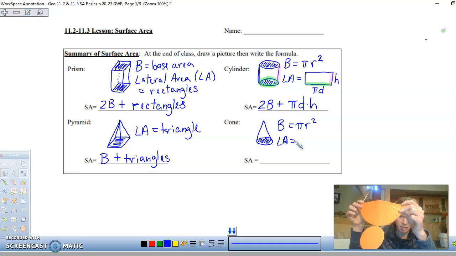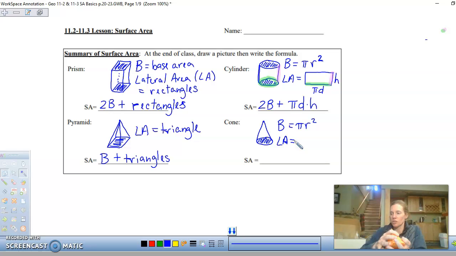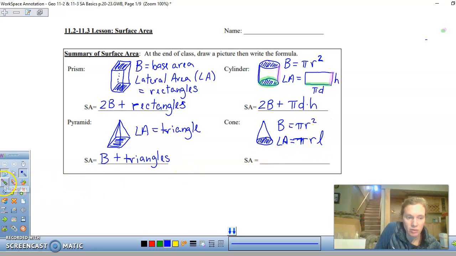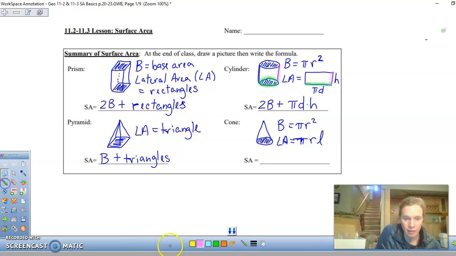So this would actually be considered a sector, but it's a sector of a bigger circle. So finding the area of this sector is actually a strange formula that you're just going to have to know because it takes much higher level math to prove why this works. So that lateral area for a cone is pi r L. And what the L stands for is called slant height. If I highlight it on the cone, this length here on the side is called the slant height.